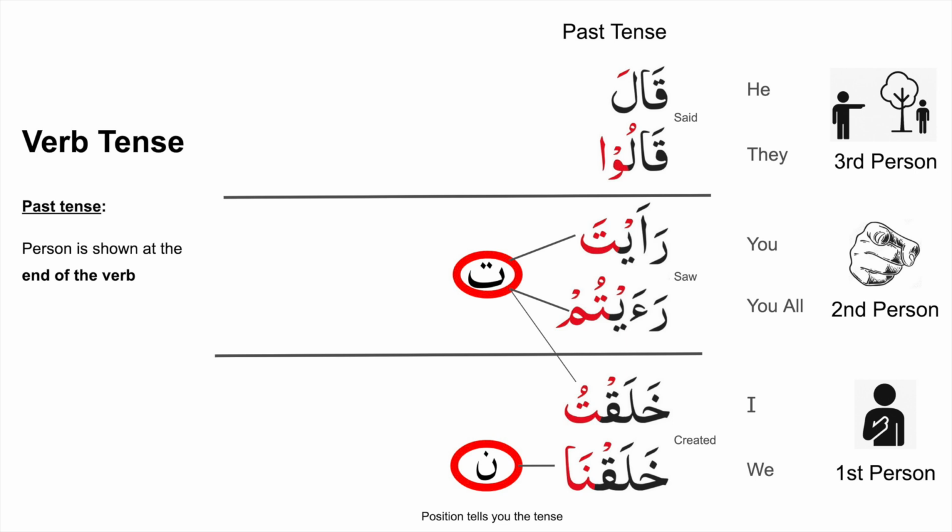For your ease, this slide shows all 6 past tense endings together. Third person, second person, and first person. In past tense, the person is shown at the end of the verb. This is a single reference view. You can come back to it whenever needed. For now, just take in the picture. If you would like a moment to look these over, click pause now and continue when you are ready.